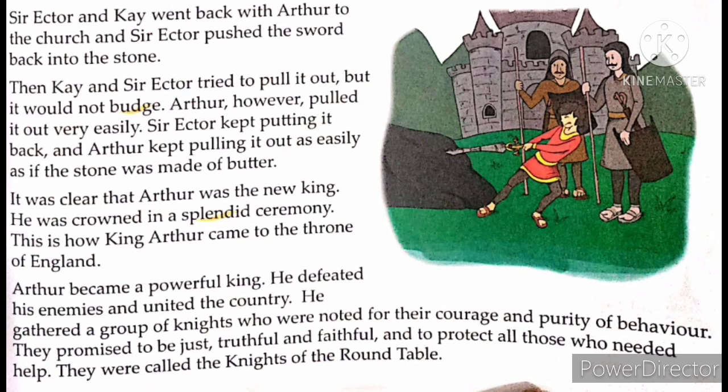Children, Arthur became a powerful king. He defeated his enemies and he made a group of knights. Means he selected some knights who were courageous and faithful. These knights promised to protect the people who needed help. And these knights were called the Knights of the Round Table. इन knights को क्या बोला जाता था? Knights of the Round Table.